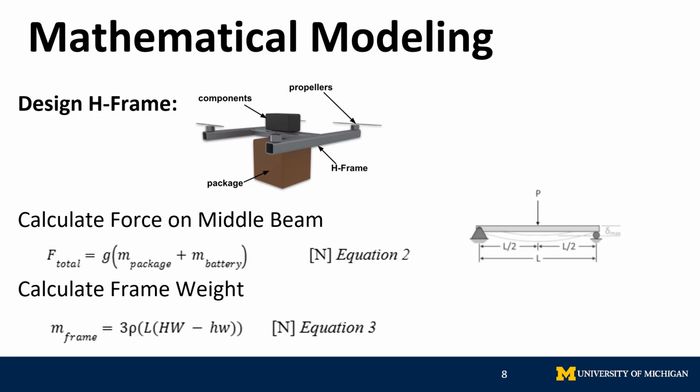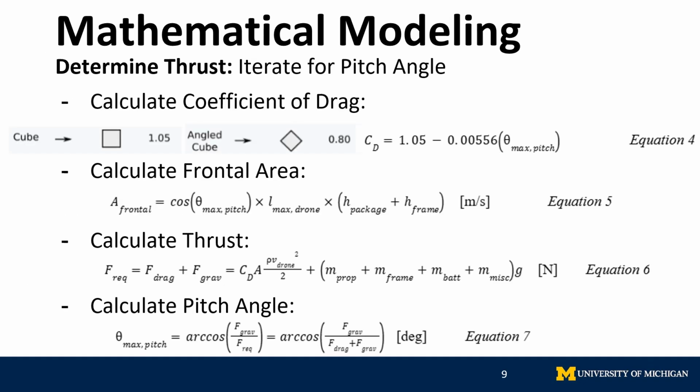The frame's middle beam was modeled as a simply supported beam with a total load acting in the center, calculated using equation 2. This force calculation is necessary to evaluate the previously discussed constraints that ensure the frame is sufficiently rigid. The weight of the frame can be calculated utilizing equation 3. Next, thrust required for the drone's flight is calculated. We initially assume that the drone operates at a pitch angle of 0 degrees.